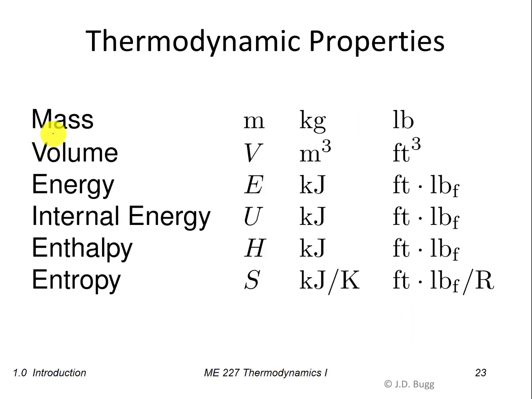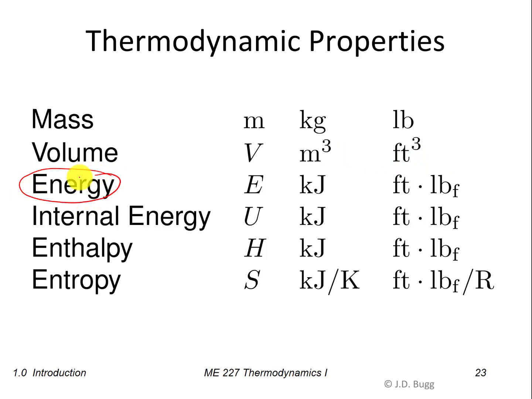So the first one is mass. The symbol we'll be using for that is lowercase m, and in SI units that's kilograms, and in English Engineering units it's pounds. So that's just one of our basic dimensions in both of these systems of units. The next property we're going to look at is the volume of the system, and for that we use an uppercase V, and in SI units that'll be meters cubed, and in English Engineering units cubic feet or feet cubed.